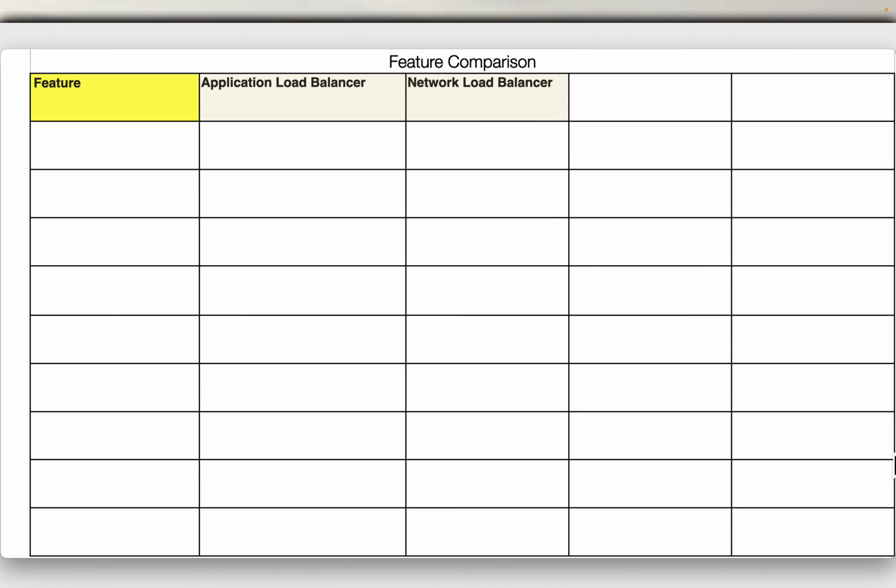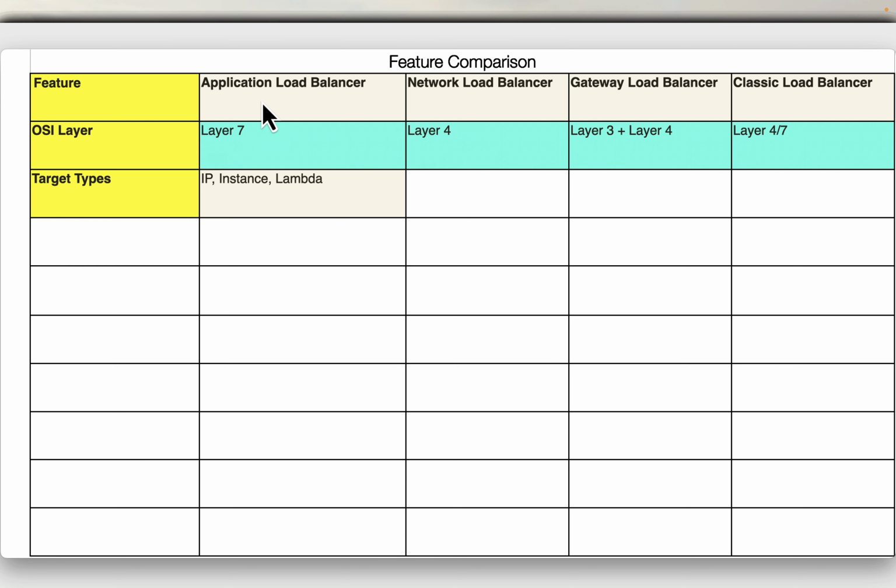So feature comparison. We have four types of load balancer: application, network, gateway and classic. On which layer does each operate? Application load balancer operates only on layer 7, which is the application layer. Network load balancer on layer 4 for TCP UDP. And gateway works on layer 3 and layer 4, which is basically IP and TCP UDP. And classic load balancer works on both layer 4 and layer 7, which is the application layer as well as the transport layer, TCP UDP.